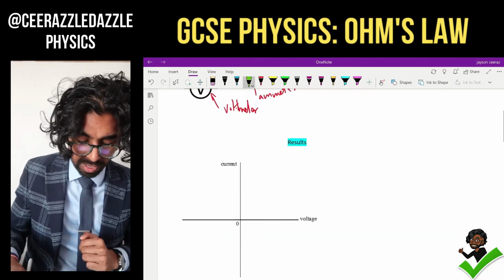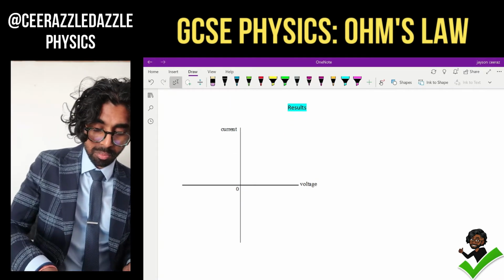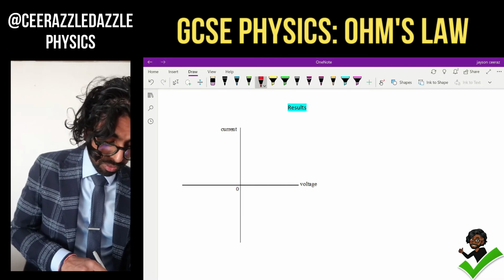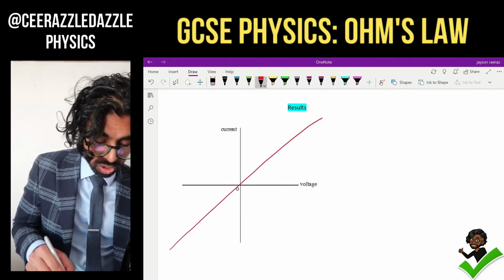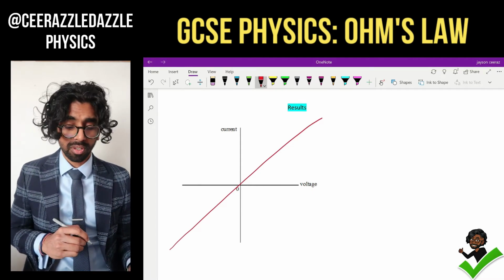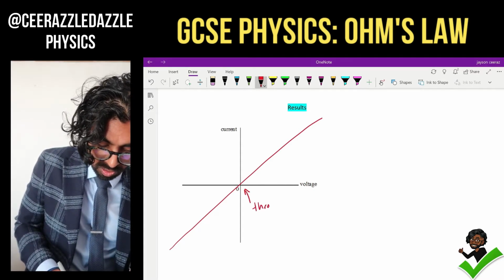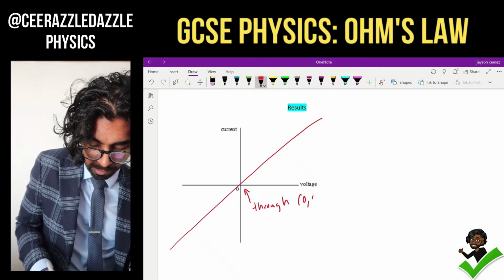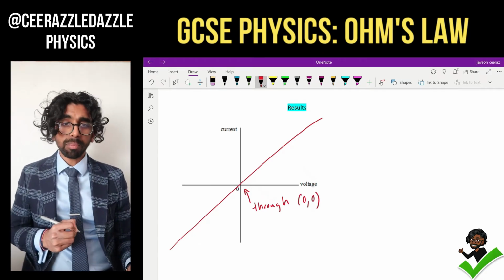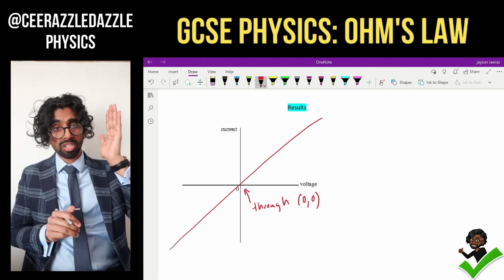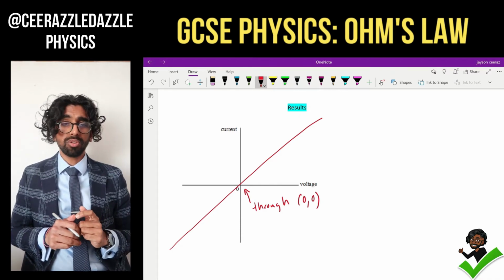Right, so here's our results. Let's say I do that entire practical. For the fixed resistor, I end up with the following. A straight line graph going through the origin. So this is going through 0, 0. What does that mean? That means that we can see as the voltage increases, the current is increasing uniformly. Therefore, these two quantities are directly proportional.